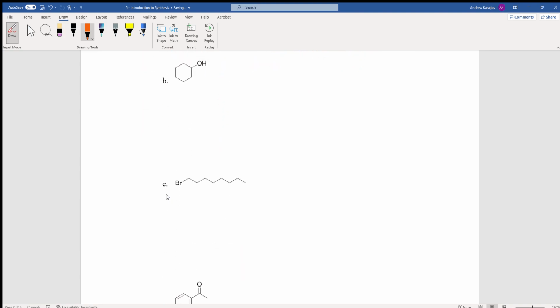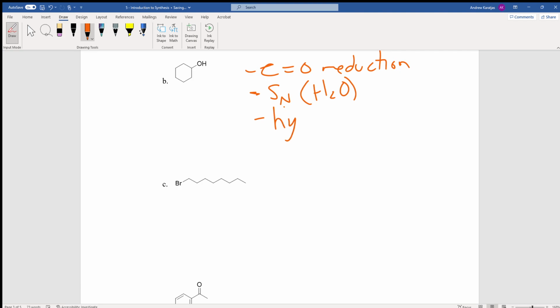Part B, we have an alcohol as the product. Again, there's a number of ways we've learned to do this. We could do carbonyl reduction. We could do some sort of nucleophilic substitution using water as our nucleophile. We could also do a hydration.